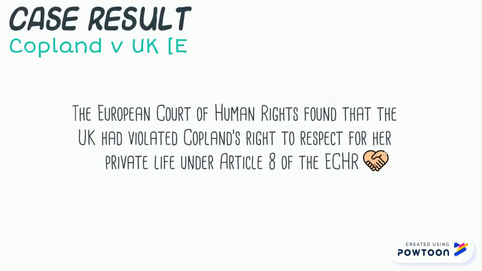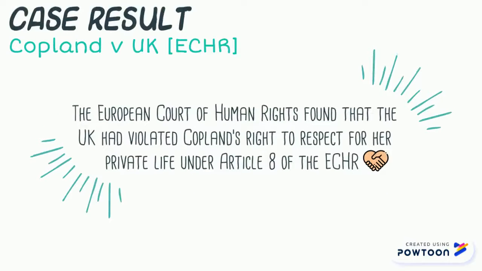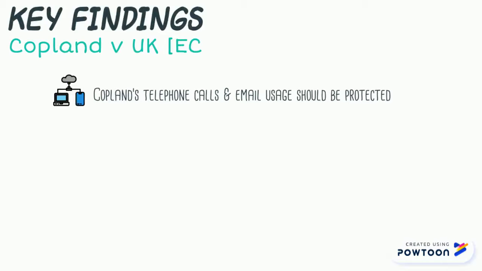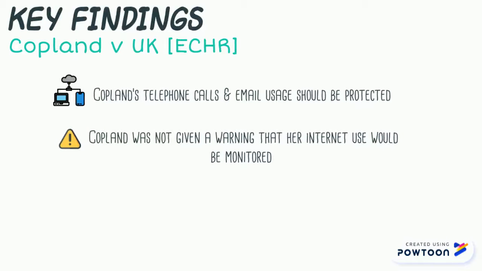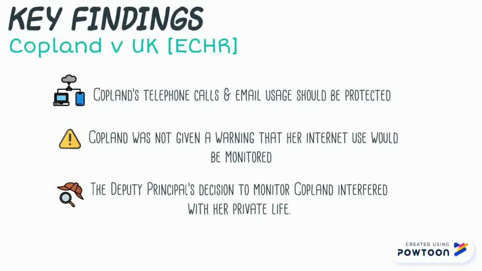The case result. The European Court of Human Rights found that the UK had violated Copeland's right to respect for her private life under Article 8 of the ECHR. Key findings. Copeland's telephone calls and email usage should be protected. Copeland was not given a warning that her internet use would be monitored, and the deputy principal's decision to monitor Copeland interfered with her private life.